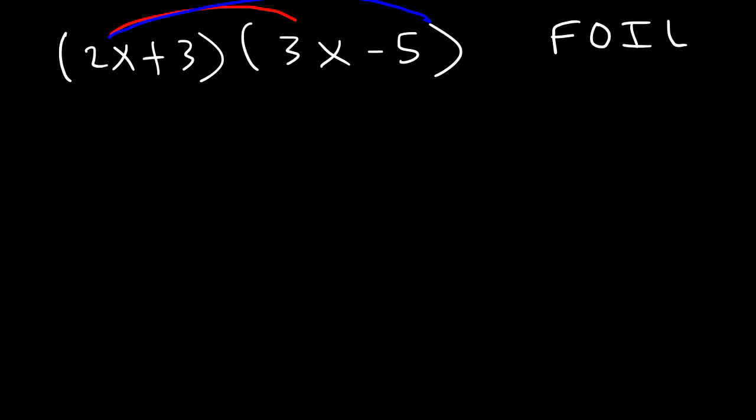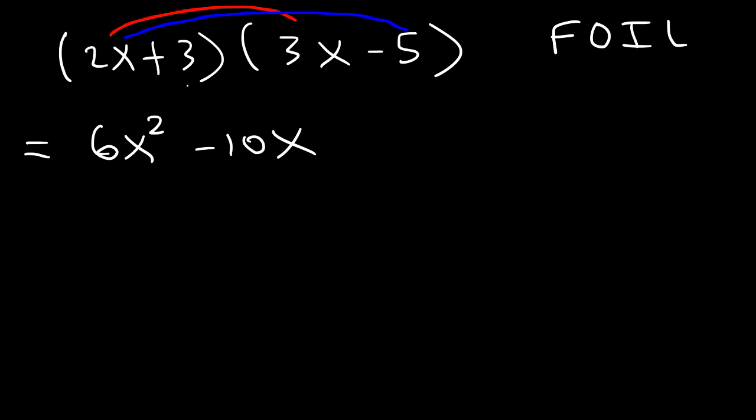So first, let's multiply 2x by 3x. So that's going to be 6x squared. And then let's multiply the terms on the outside, 2x times negative 5, which is negative 10x. And then let's multiply the 2 terms on the inside, 3 times 3x, which is positive 9x. And then finally, the last terms, 3 times negative 5, which is negative 15.